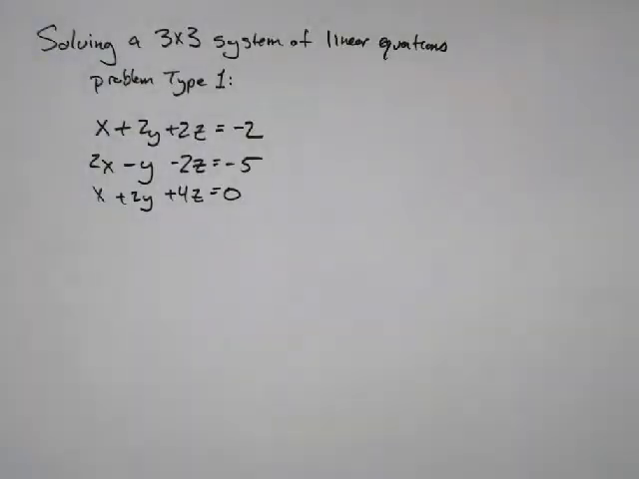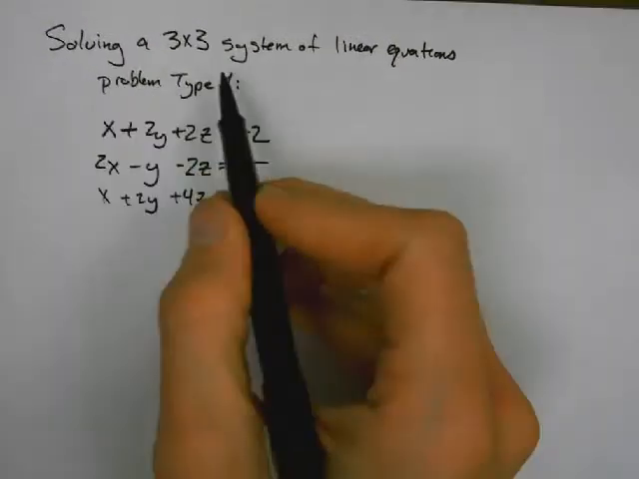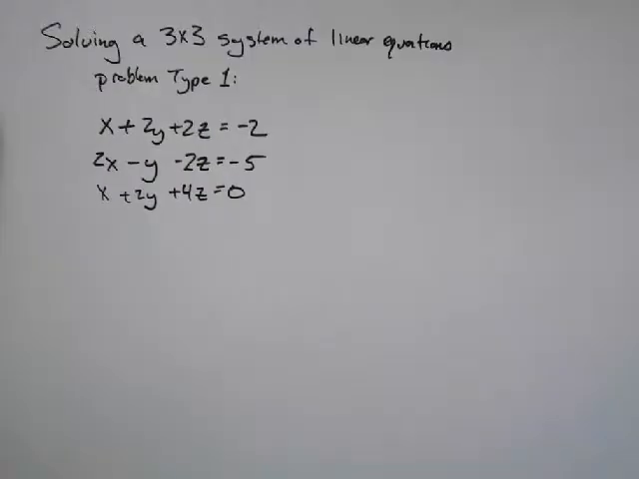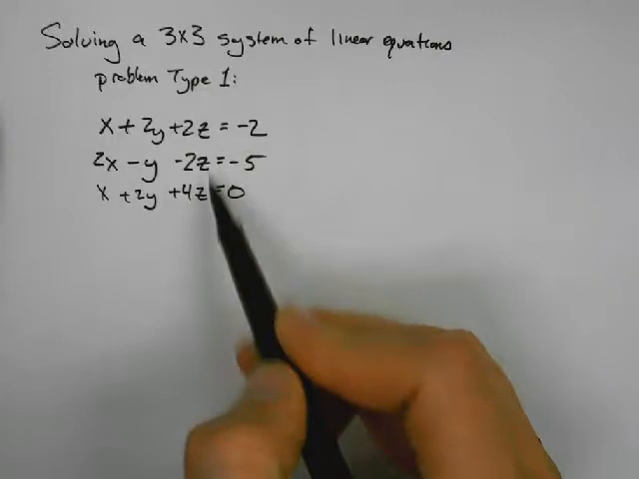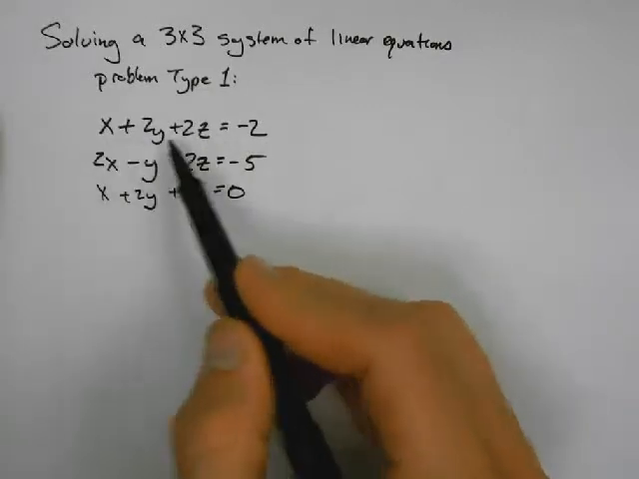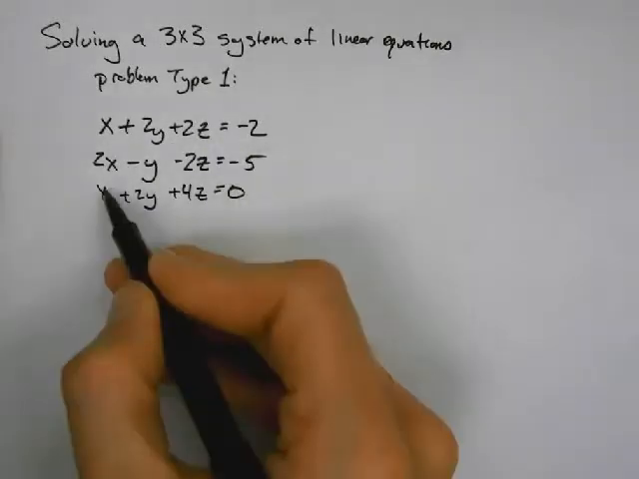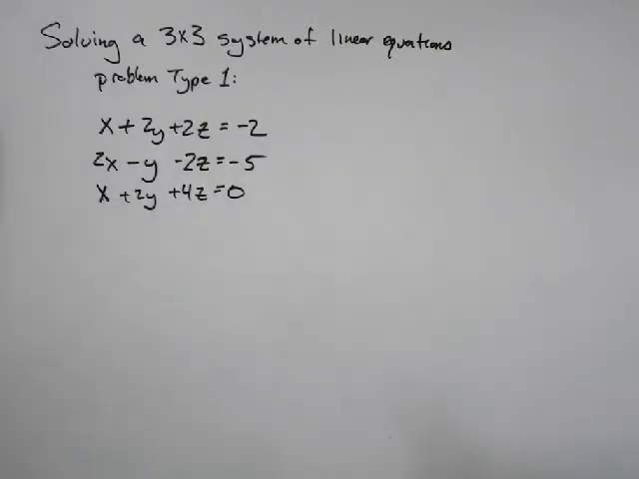All right, so here we're going to try to solve a 3 by 3 system of linear equations, problem type 1. You're going to be given 3 equations with different unknowns, x, y, and z. The trick here is to take your time, be neat, and be organized.